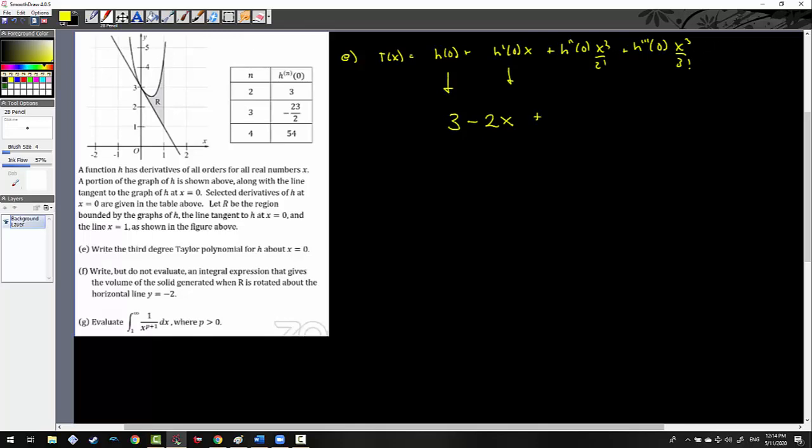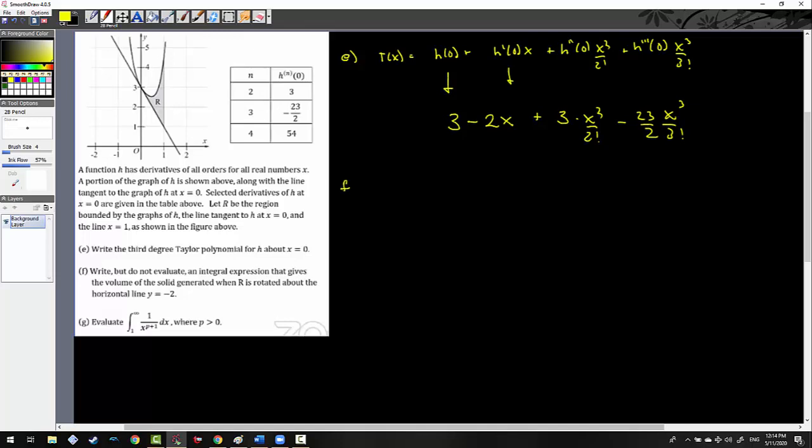And then plus, well, what is h double prime of 0? Well, I think they gave me that, right? They gave me that. The second derivative would be 3, and that's going to be times x squared over 2 factorial. And then, when I say plus, I really mean minus 23 over 2 times x cubed over 3 factorial. The last two coefficients, again, I got from just using the table.